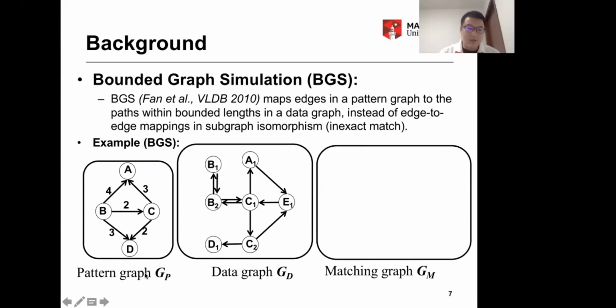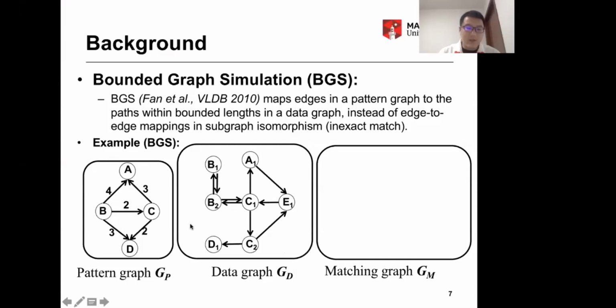On the left is a pattern graph. We can see that we have some numbers on the edges in the pattern graph. For example, the number on the edge from B to D is 3, which means the shortest path in the data graph from B to D should be less than or equal to 3. By the definition of subgraph isomorphism, we cannot find any matching subgraph in the data graph because, for example, B and D cannot be connected directly.